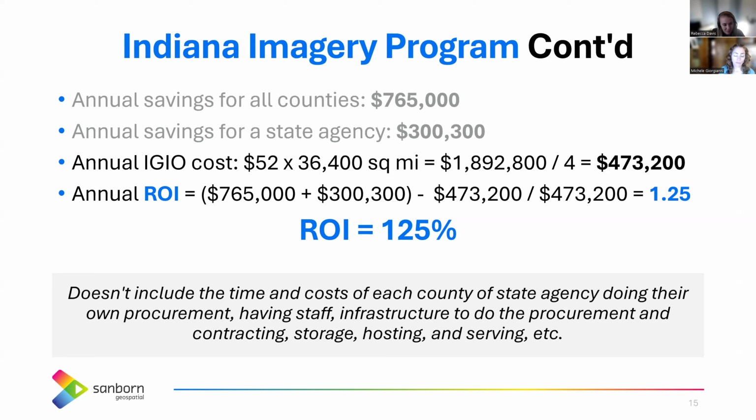And to make it even more compelling, we need to understand that this analysis is strictly the cost to buy the imagery. It doesn't include the cost for each county or state agency doing their own procurement, which we all know is a very lengthy and time-consuming process. It doesn't account for having the staff and the infrastructure to do that procurement and contracting, the storage of the data, the hosting, the publishing, the serving, etc. So this is a pretty conservative ROI estimate, and it focused just on the cost. But the purpose is to give you an example and to break it down and show you how to actually do the math.